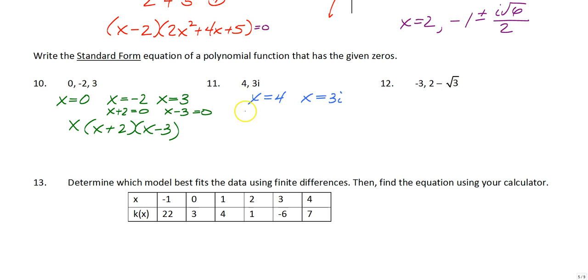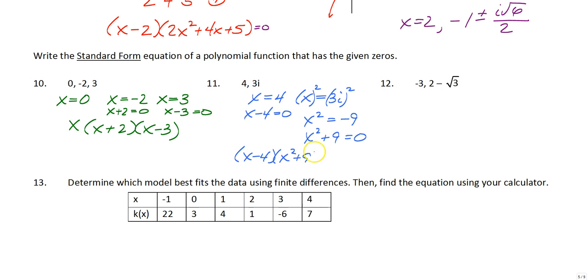So for this one, we would have x is equal to 4, and x is equal to 3i. This would be x minus 4 equals 0, but we can't do anything with this yet because we have an i. To get rid of an i, we square both sides. That would give us x squared equals -9. Because remember, i squared is a -1. So 3 squared is 9, i squared is a negative 1, leaving us with a negative 9. Now we add that back to the other side, and we have our 0. And this is x minus 4 times x squared plus 9.